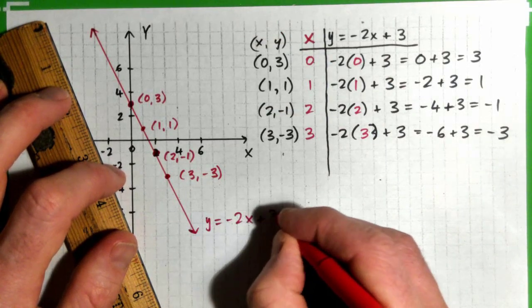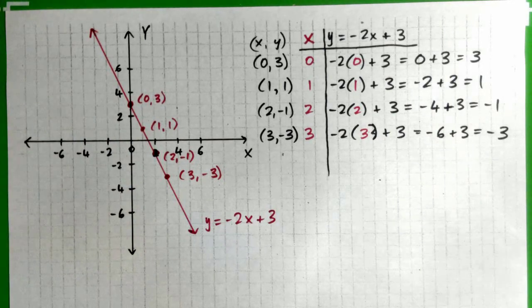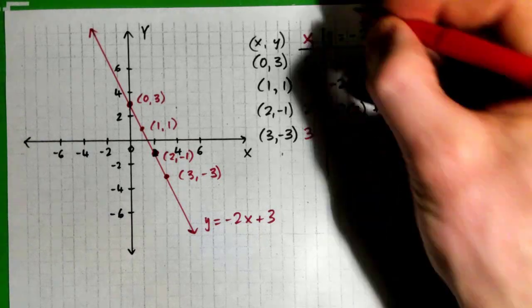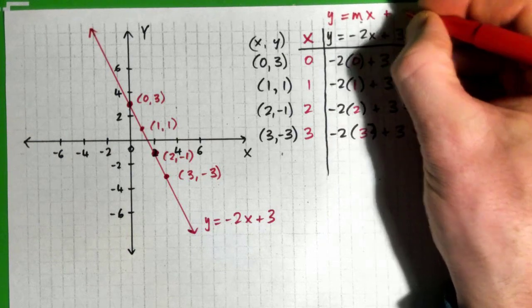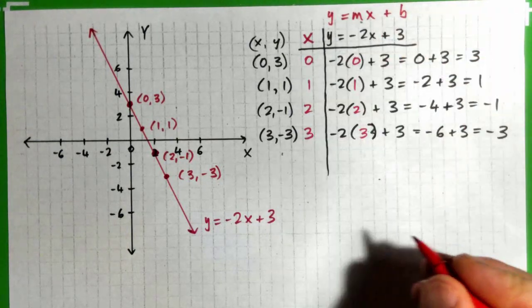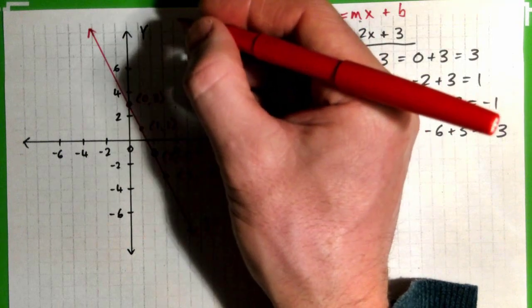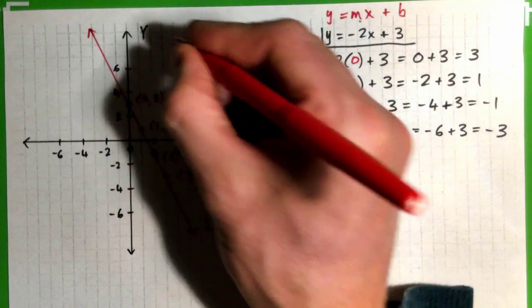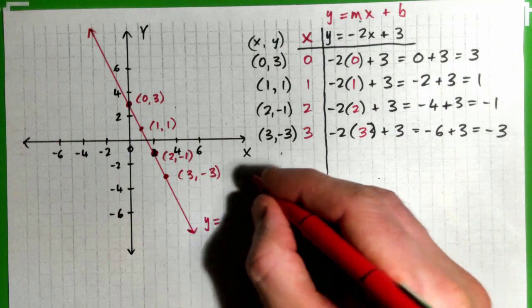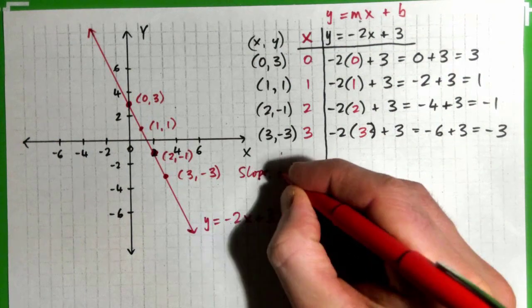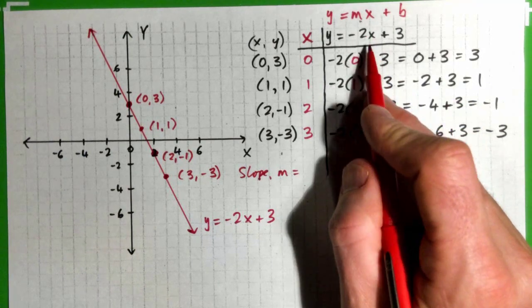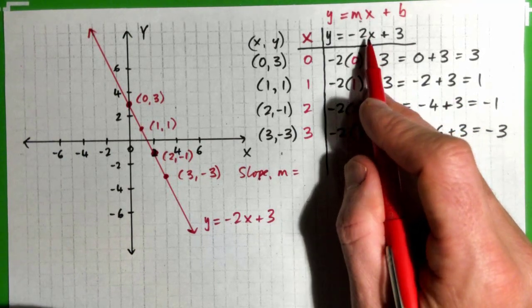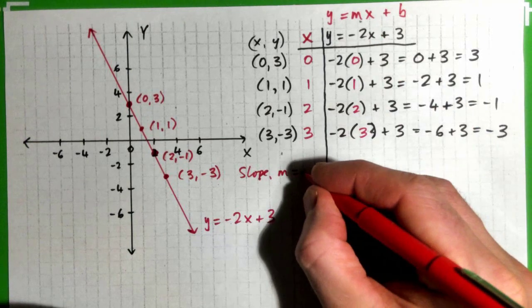Now we're going to find the slope and the y-intercept. First we'll find it from the equation. Every linear equation is y equals mx plus b. The slope m is the number that's in front of the x. Now what number have we got in front of the x? Negative 2, yeah, you can see it's negative 2x, so that's what your m is.